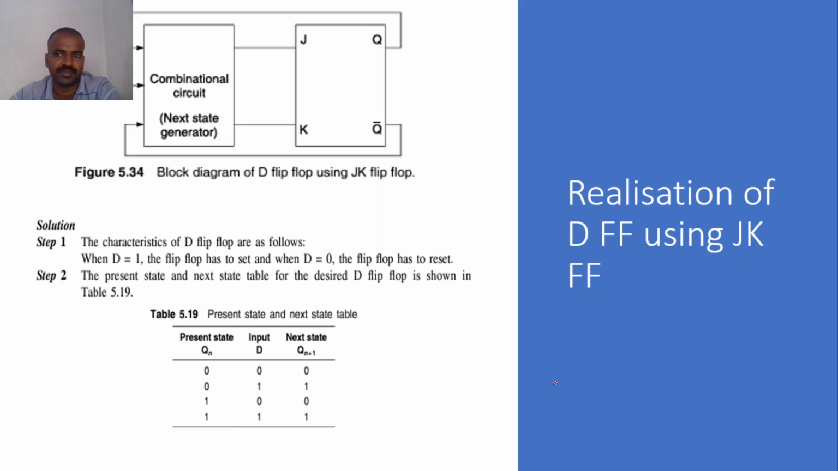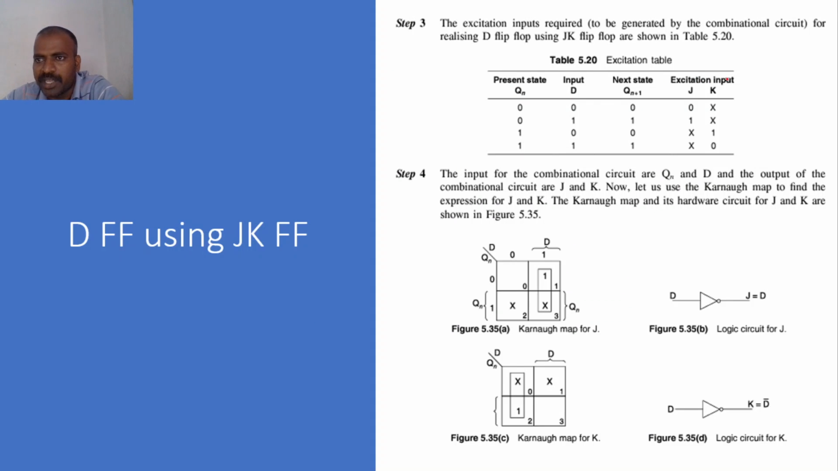Fine. Next, realization of D flip-flop using JK. Here the required flip-flop is D and the given flip-flop is JK. First we are going to discuss the characteristics of D, and in step number 2 we are going to construct the present state next state table of the required flip-flop D. The present state next state, 0 1 0 1, will come here. Then the excitation inputs are J and K.